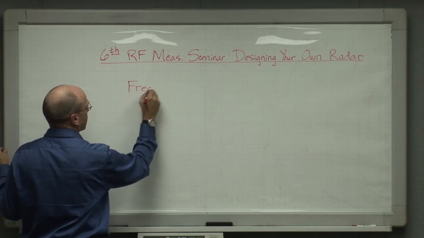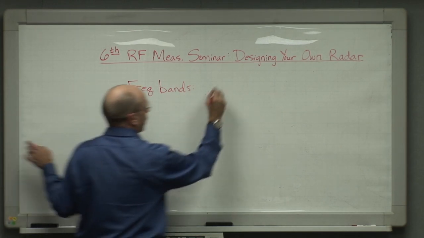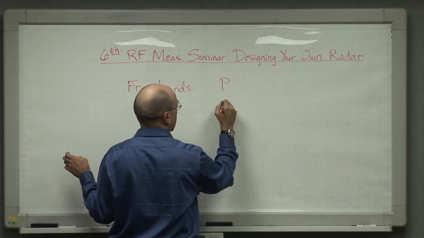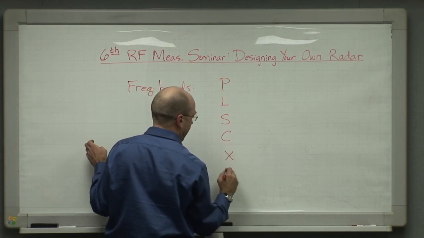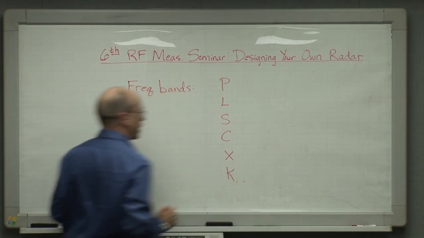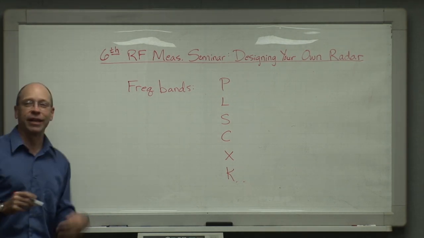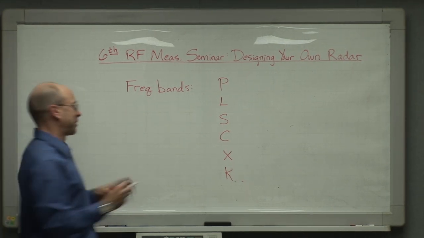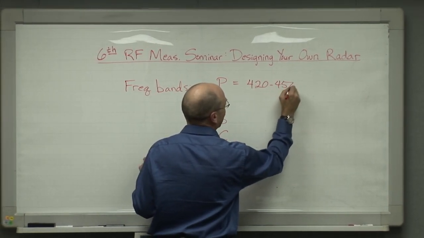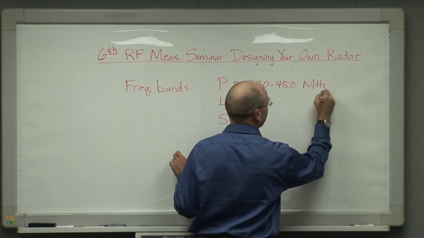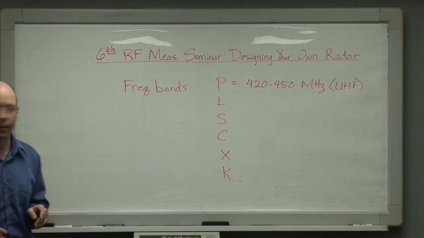Frequency bands also date back to the Second World War. These bands are referred to as P, L, S, C, X, and then we have a variety of K bands, KA, KU, etc. These were originally code letters that were used to confuse the enemy. Nowadays, they just confuse us, but they're still used. P band is 420 to 450 megahertz, and it's also referred to as, predictably enough, UHF. People talk about UHF radars.